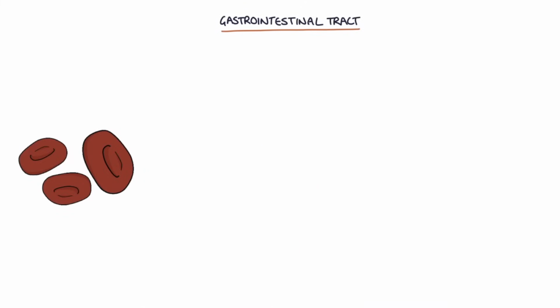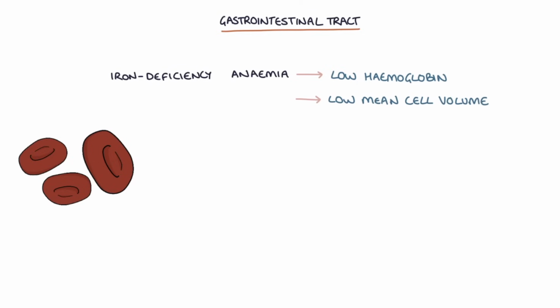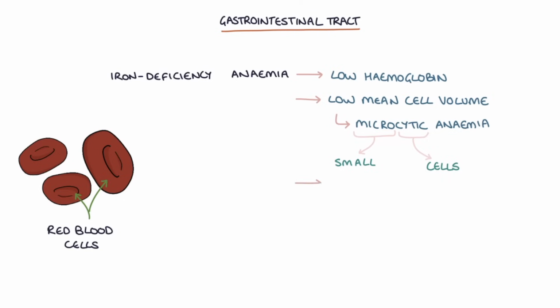One of the key consequences of bleeding from the gastrointestinal tract is anemia, which refers to a low hemoglobin or a low blood count. Gastrointestinal bleeding specifically causes iron deficiency anemia. Patients with iron deficiency anemia have a low hemoglobin, a low mean cell volume, meaning the volume of the red blood cells is low, referred to as a microcytic anemia, referring to small red blood cells, and a low ferritin level, which is the iron level.